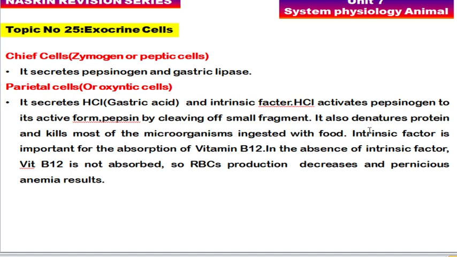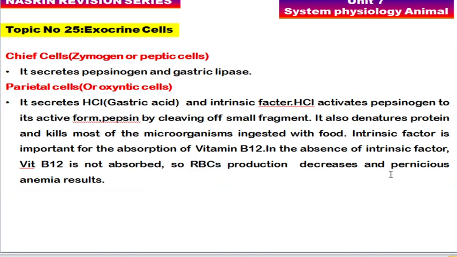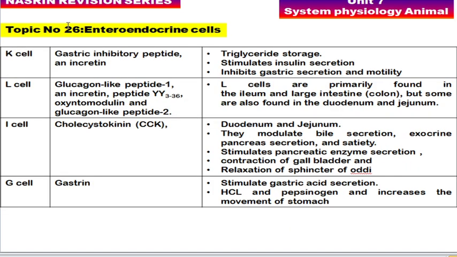If the intrinsic factor is not present, like if the parietal cells don't synthesize this intrinsic factor, then vitamin B12 will not be absorbed. So ultimately RBC production will be decreased, and this is how pernicious anemia results. Next is the enteroendocrine cell. There are different types of enteroendocrine cells. These are the cells which are present in the gut, digestive system and pancreas.